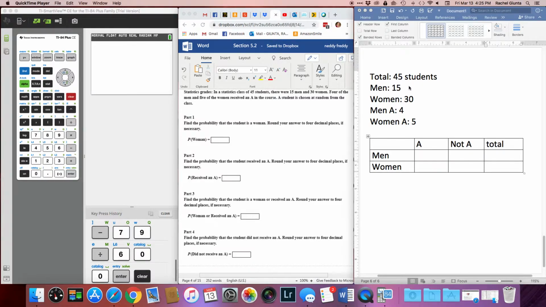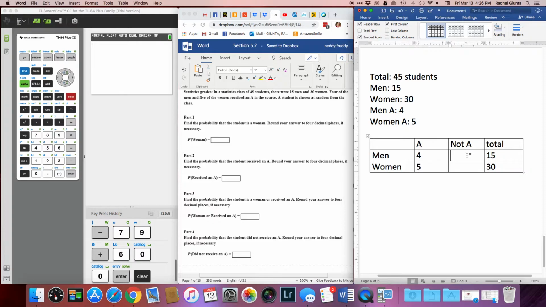So 45 total students, 15 are men, 30 are women. 4 of the men got A's, 5 of the women got A's. In addition, with one like this, it is very helpful to make a table. So we have men and women, and some of the men and women got A's, some did not get A's. And what we know is that the total number of men in the class is 15. We know that the total number of women in the class is 30. We know that 4 men got A's, and we know that 5 women got A's.